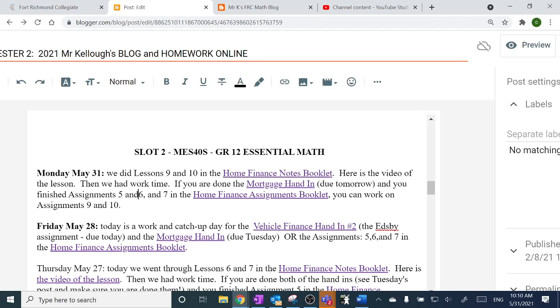So if you're still working on lessons 5 and 6 or assignments 5 and 6, work on that. We'll save assignment 7 until later in the week. And if you're done all that stuff, you can start the assignment on what we talked about today. Property tax and mill rate and all that. The calculations work exactly the same as the examples we did. But there you go. You can have the rest of the class as work time.